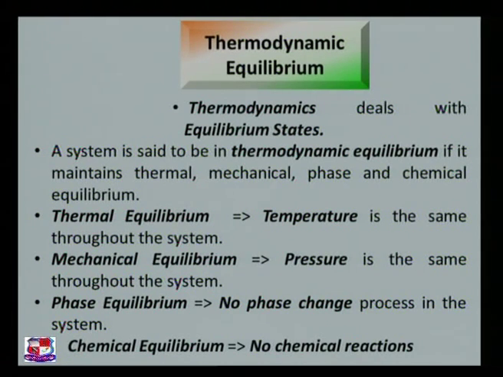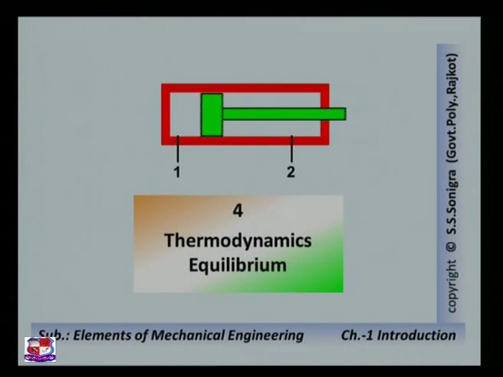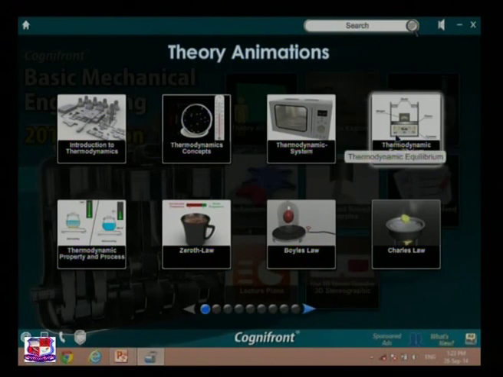Chemical equilibrium means there is no chemical reaction in the system. Hence the system is said to be in thermodynamic equilibrium. Now what is thermodynamic equilibrium? Let us see the details in this video.